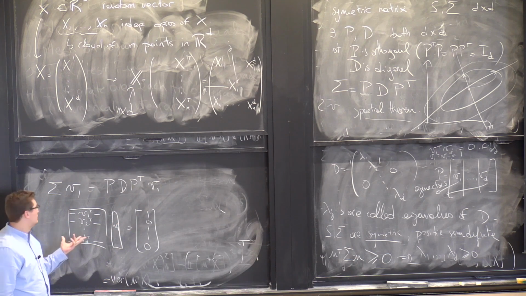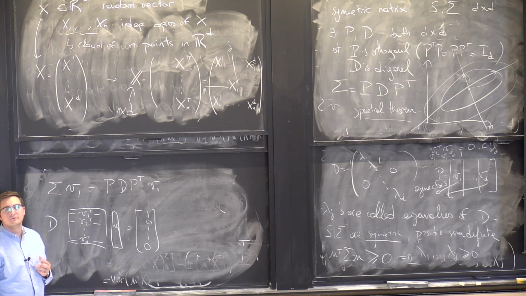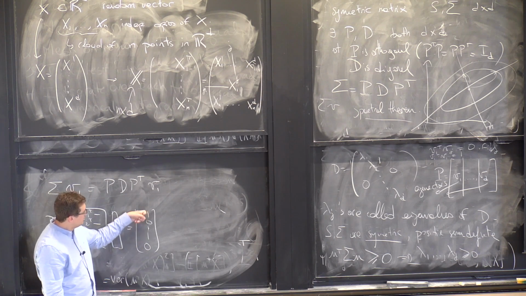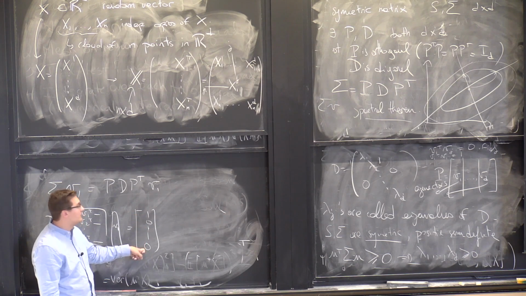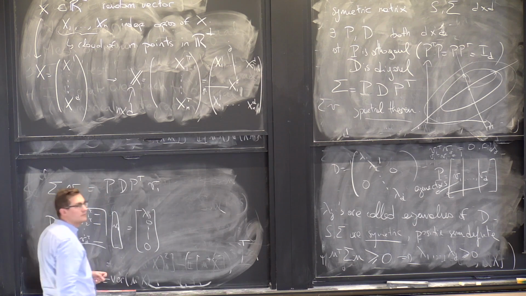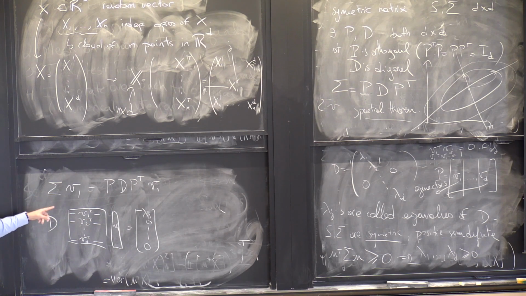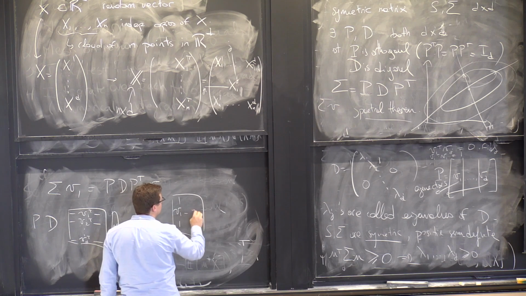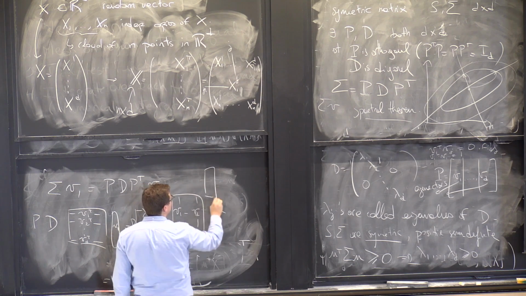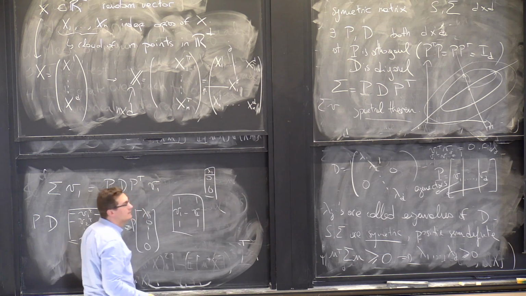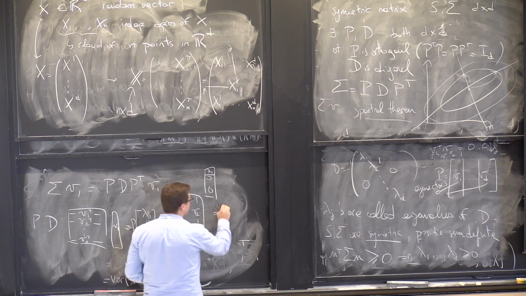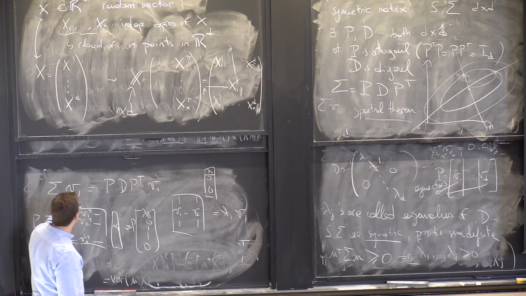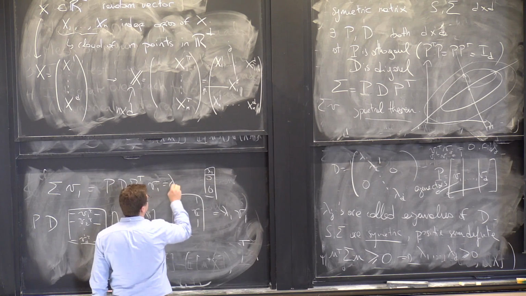Now I multiply by D. I'm just multiplying this guy by lambda 1, this guy by lambda 2, and this guy by lambda d. So this is really just lambda 1. And now I need to post-multiply by P. So what is P times this guy? Well, P is V1 all the way to Vd. And now I multiply by a vector that only has zeros except lambda 1 on the first coordinate. So this is just lambda 1 times V1. So what we've proved is that sigma times V1 is lambda 1 V1.